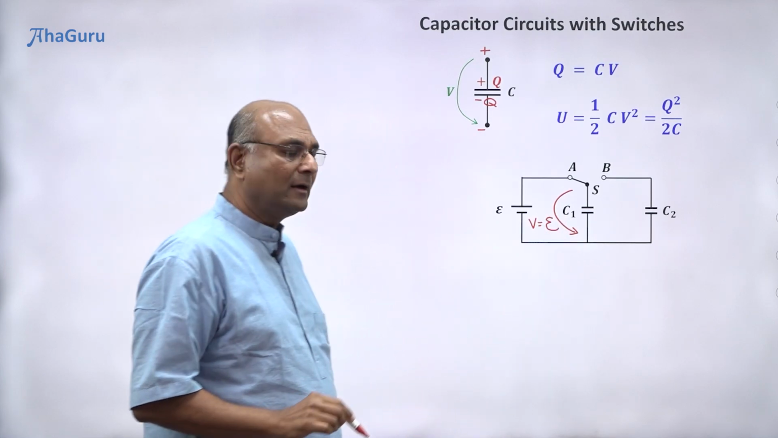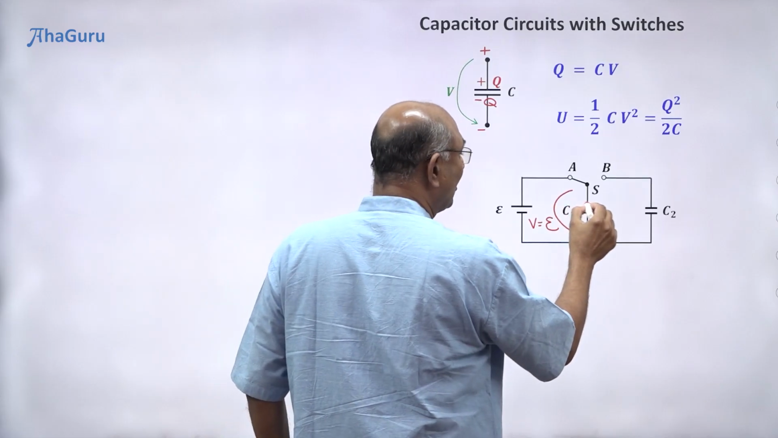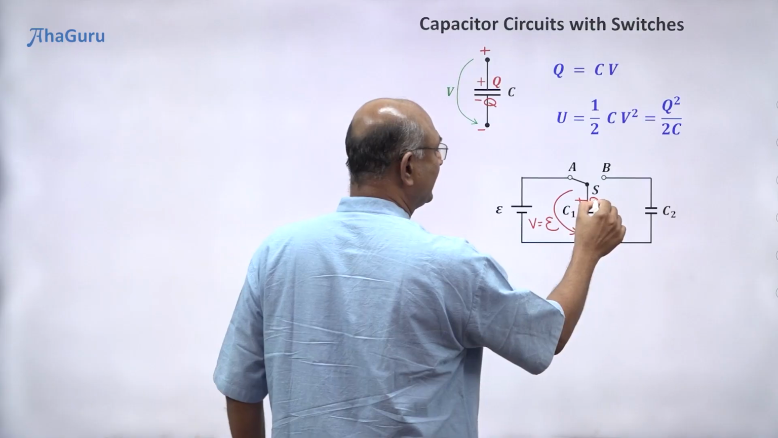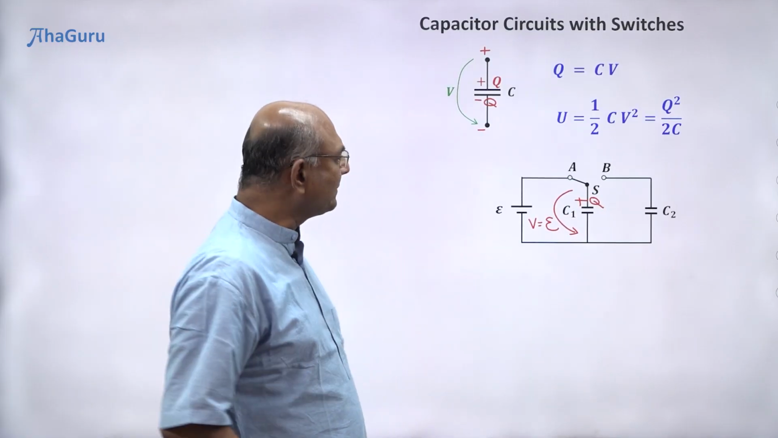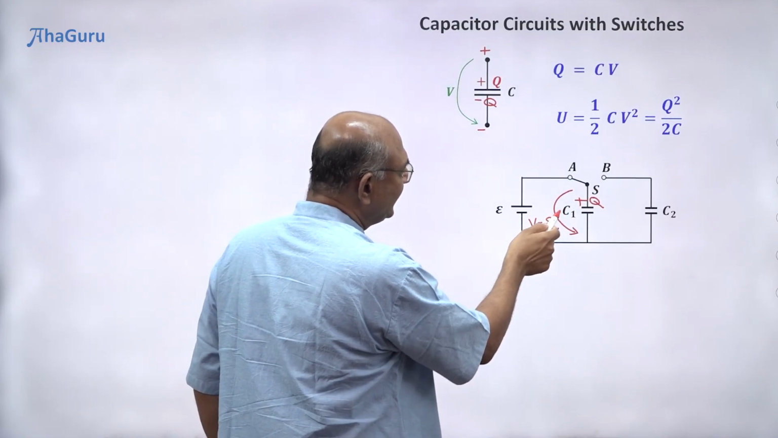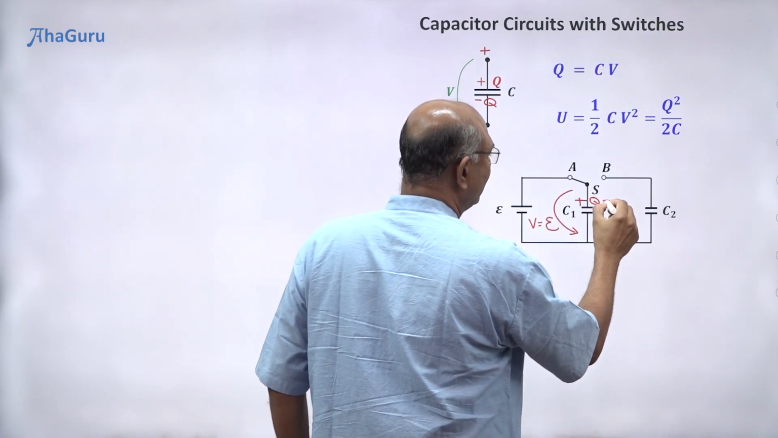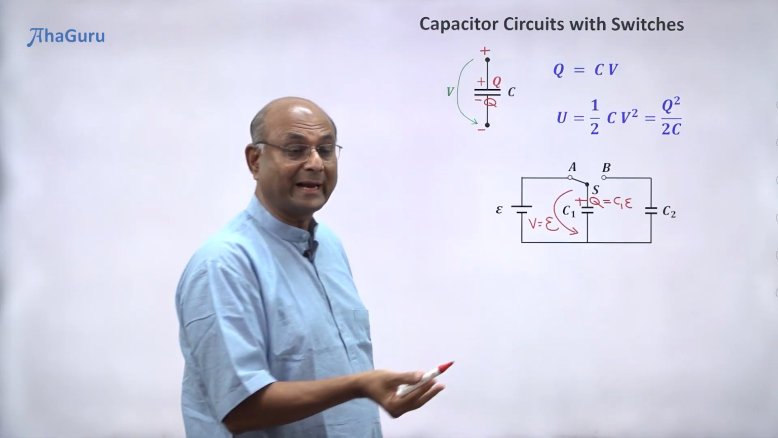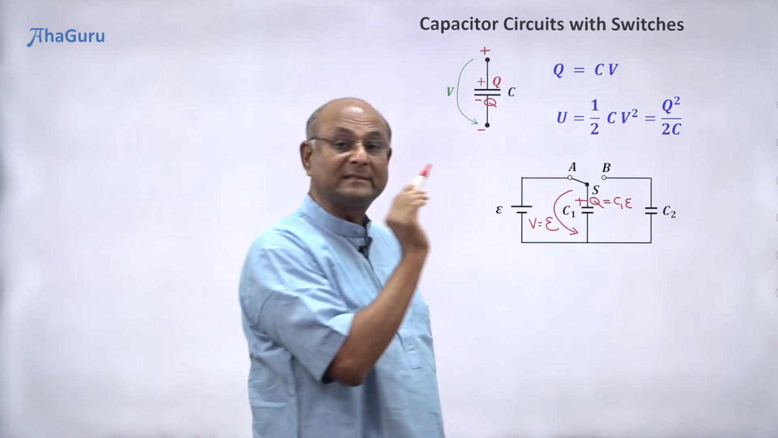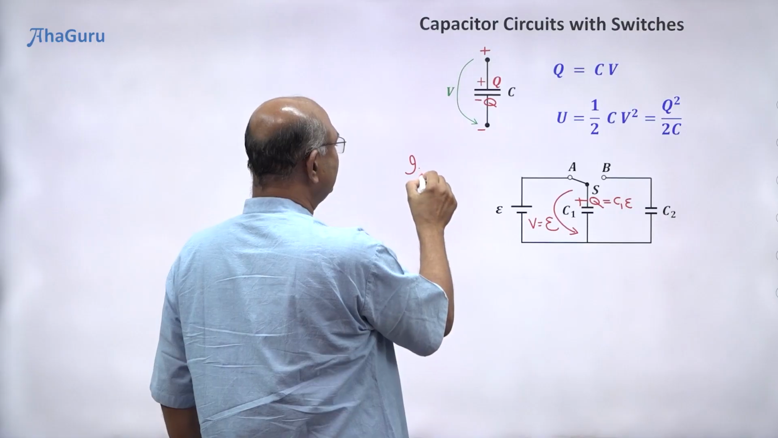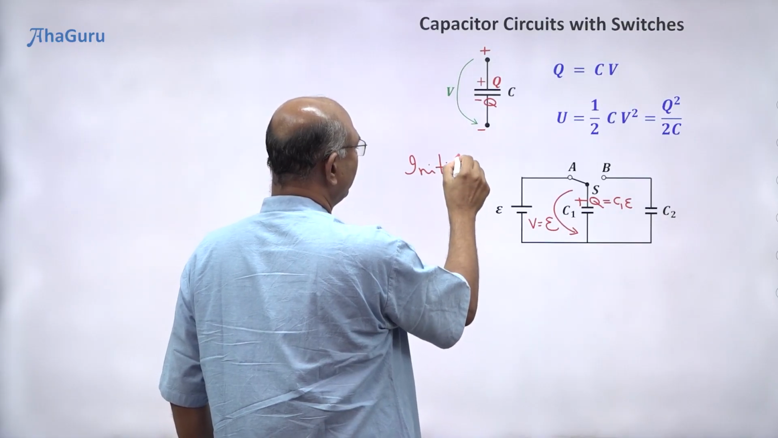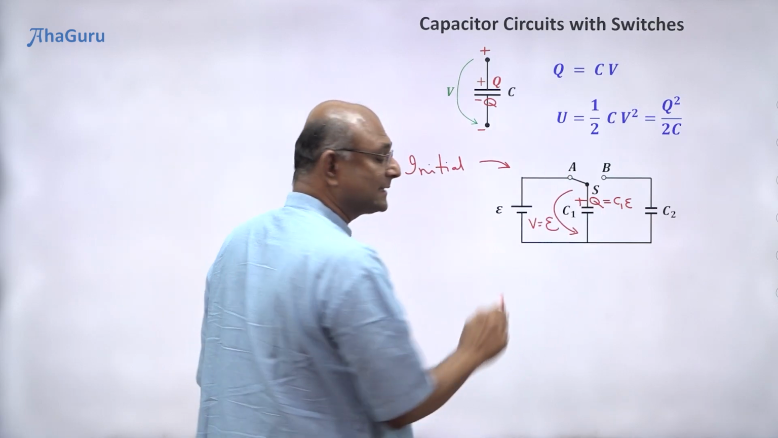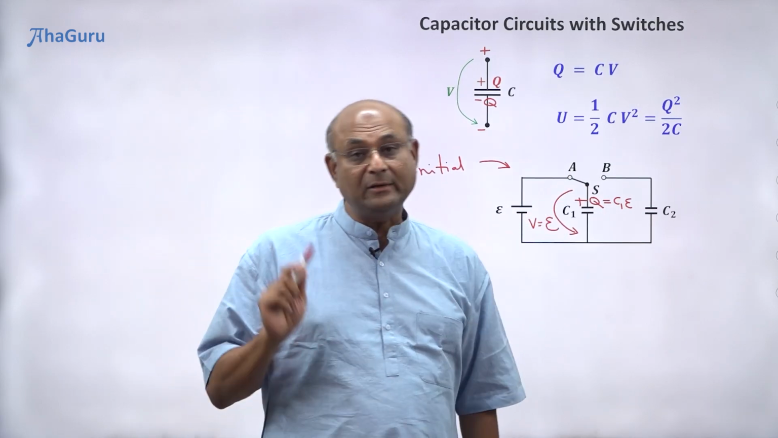And therefore the charge on this plate, let me call it capital Q. What will that be? CV, right? Here it is C1E. And what will be the charge on this? This is 0. It's not connected. But right now, this is the initial situation. This is connected this way. C1 has a charge Q equal to C1E.